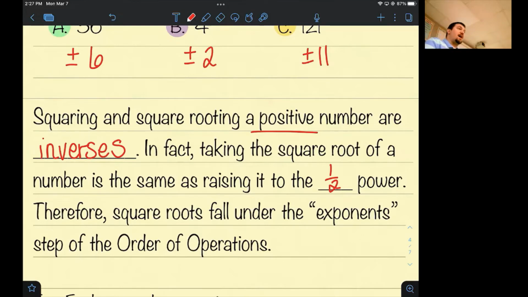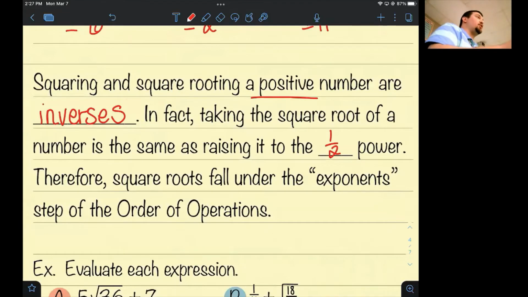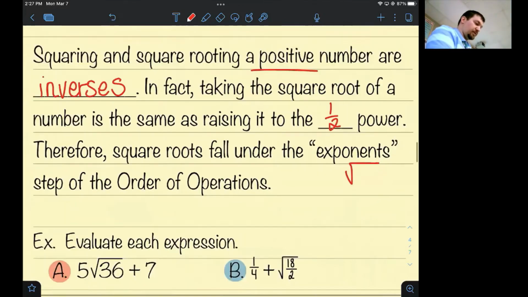Therefore, when I'm doing order of operations, all square roots, cube roots, whatever roots I'm doing, fall under the exponents category because they are fractional exponents. So please excuse my dear Aunt Sally, when you get to the exponents, that's when you apply your square roots. So let's look at a couple of these.